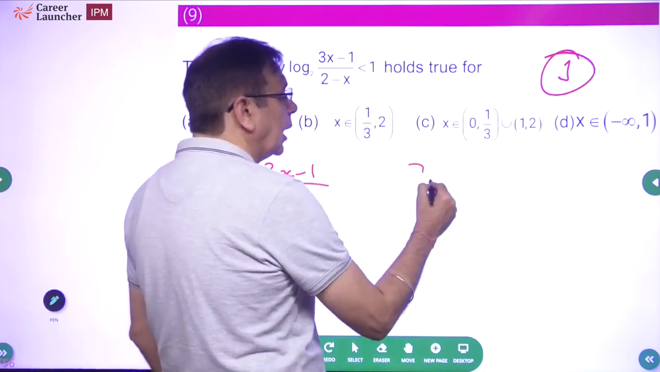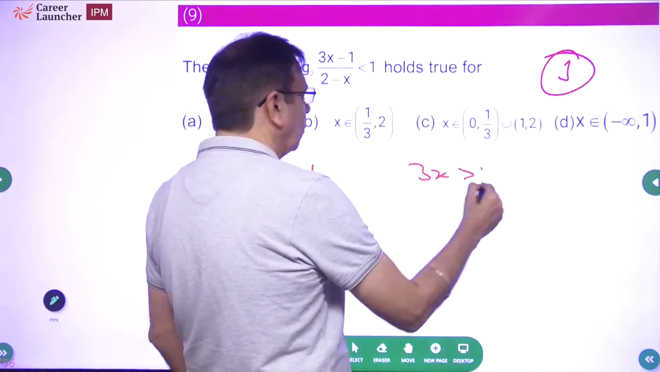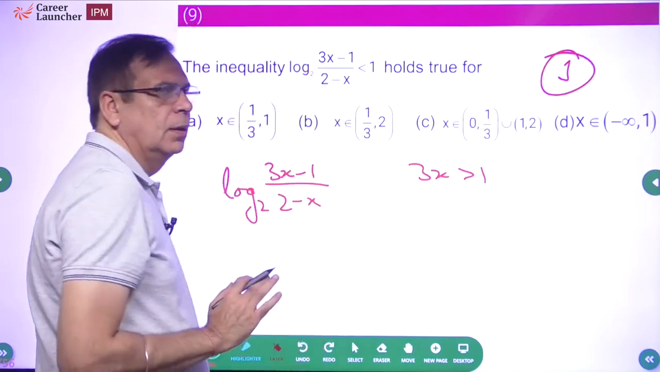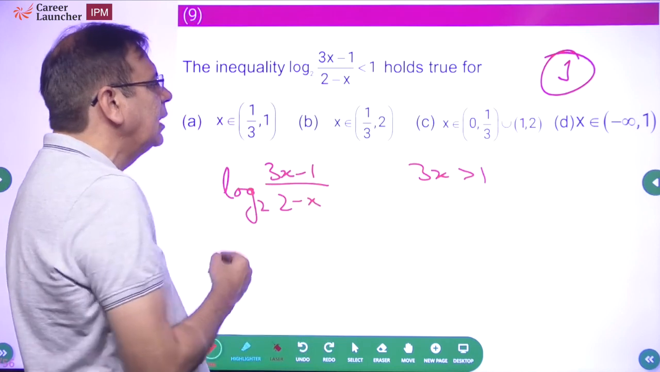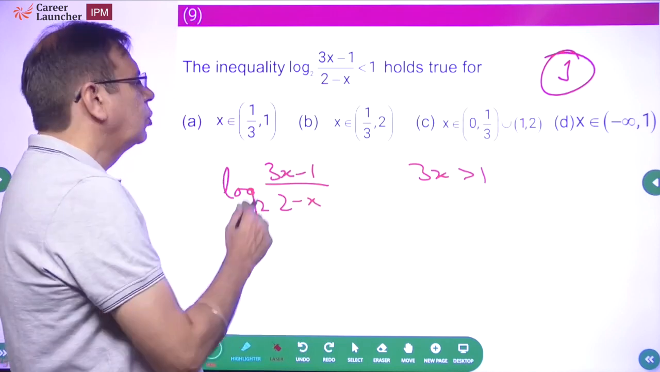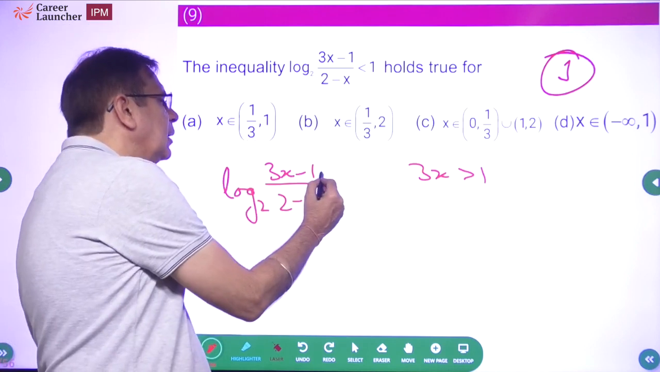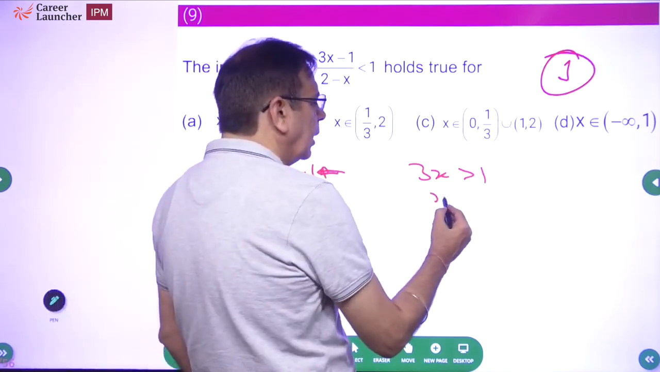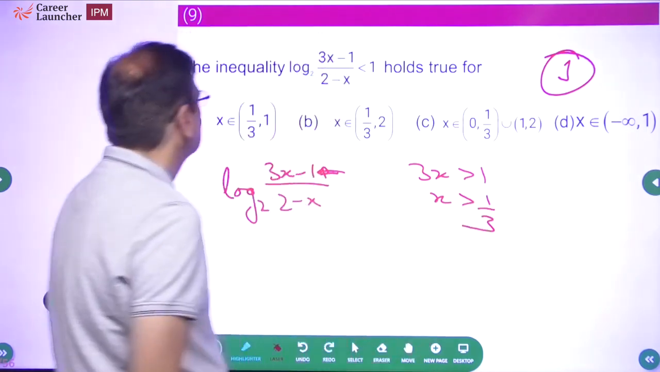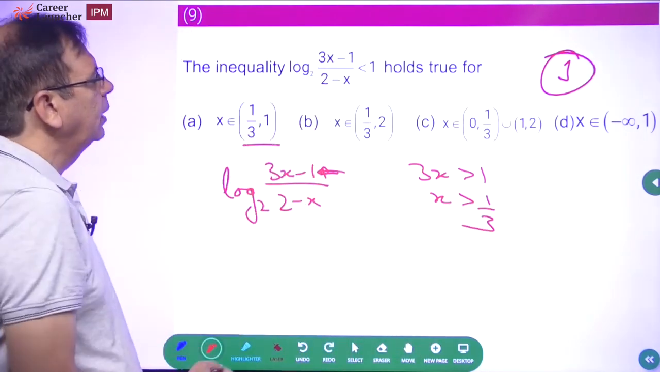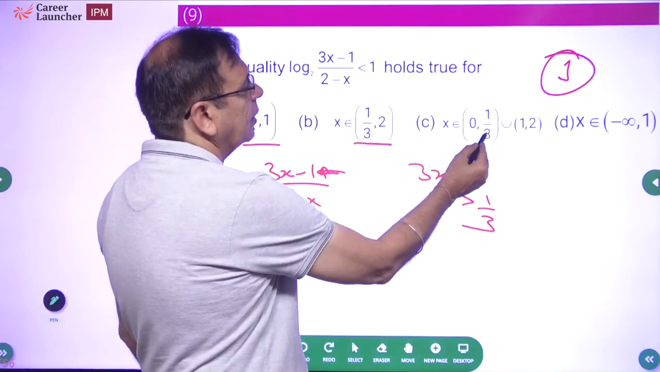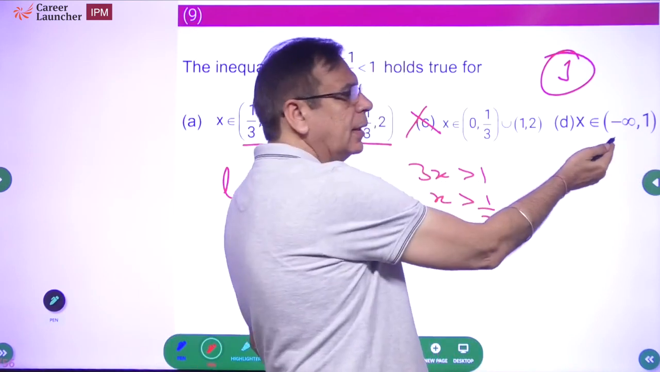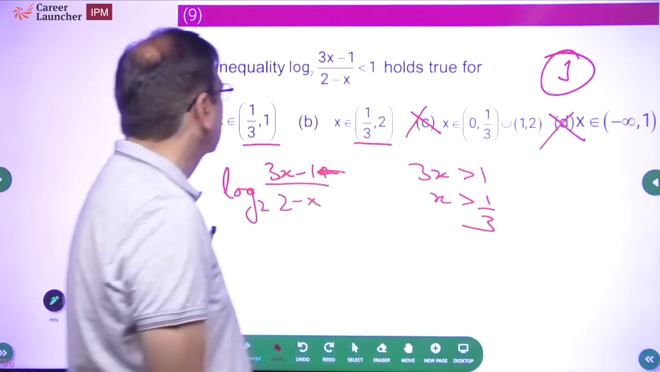If this cannot be 0, that means 3x has to be greater than 1. Look at the numerator only. The numerator 3x minus 1 cannot be equal to 0, because if 3x is equal to 1, then it's a problem. That means 3x has to be greater than 1, or x has to be greater than 1 by 3. This says x less than 1 by 3, minus infinity, so x can be less than 1 by 3. Wrong choice. We have got two choices left with us.